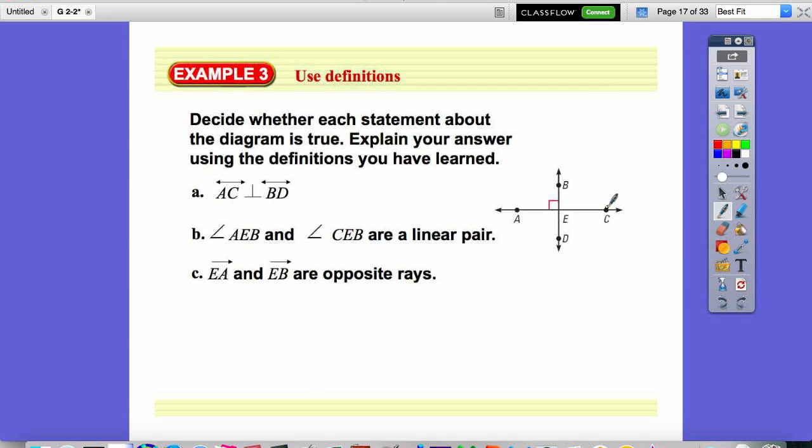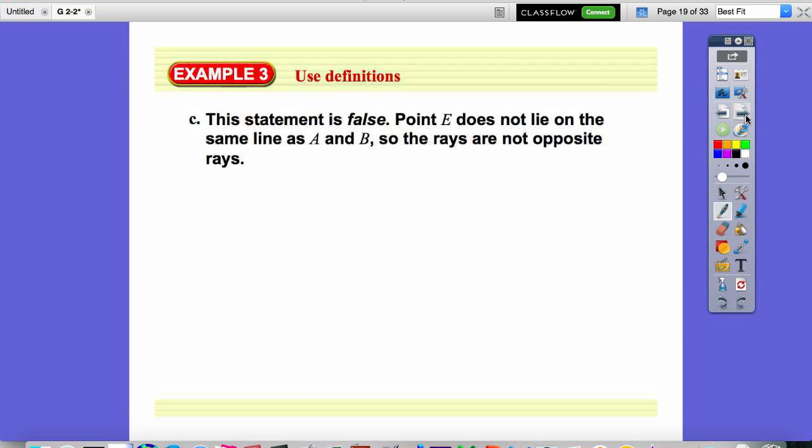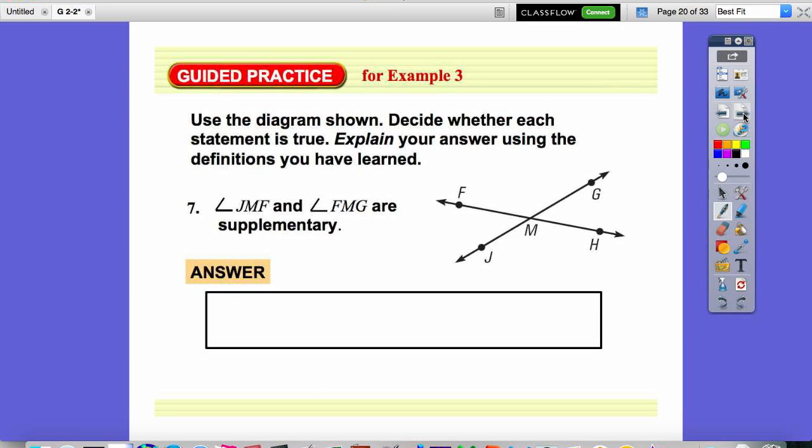Angle AEB and angle CEB are a linear pair. That's true because we've learned that if two angles share a common side and a common vertex, and their non-shared sides form opposite rays, or I think we talked about forming a straight line, then they are a linear pair. So that's true. EA and EB are opposite rays. That is not true because to be opposite rays, the two rays have to be collinear. So that goes through what we've just said. And we said that the third statement is false because they do not lie on the same line.